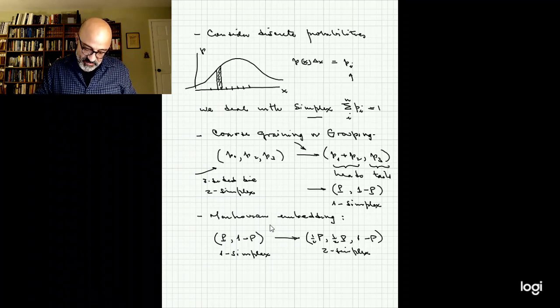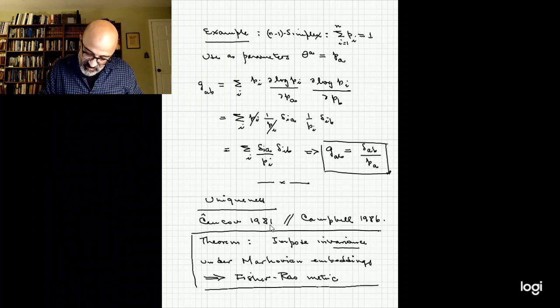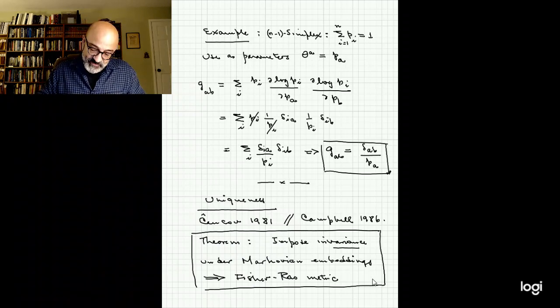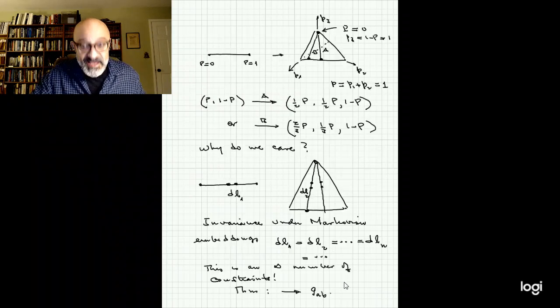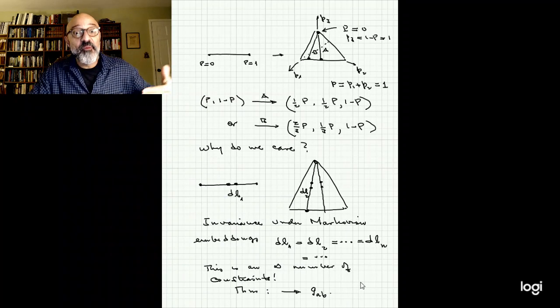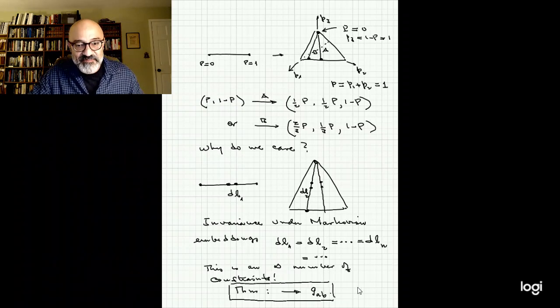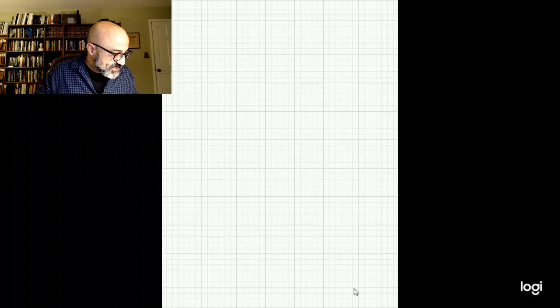Very good. So this is the result. The theorem of Chentsov and Campbell says that if you impose invariance under these Markovian embeddings, you get the Fisher-Rao metric. Very good. Enough of that. I hope you are satisfied that these are symmetries we want to impose if we're truly talking about probability theory. And now that we have made that statement that indeed the metric is unique, let's use it.